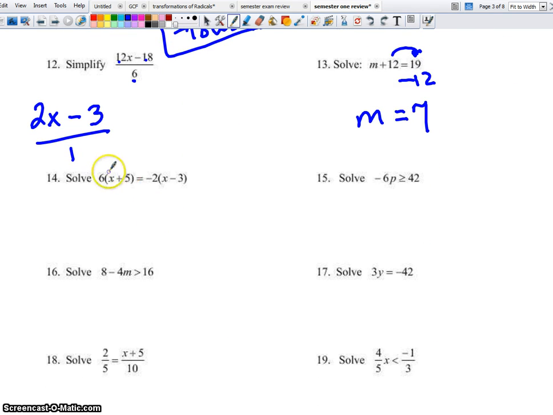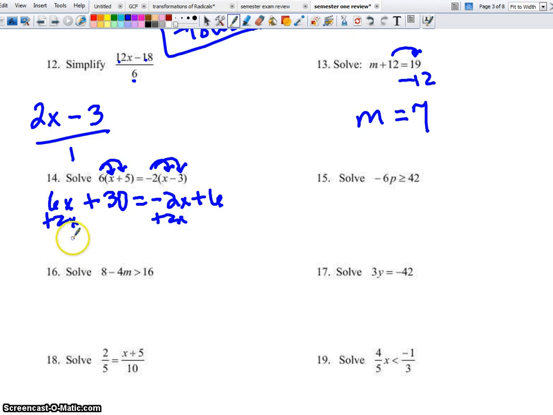You got to get rid of your parentheses first, so you're going to distribute your 6, and you're going to distribute your negative 2. So 6 times x gives you 6x, plus 6 times 5 is 30, equals negative 2 times x is negative 2x, negative 2 times negative 3 is plus 6. I would bring my 2x over and add it. And so you get 8x plus 30 is equal to 6.